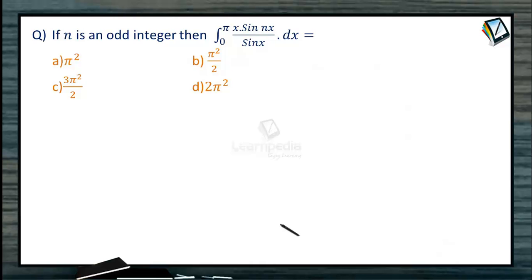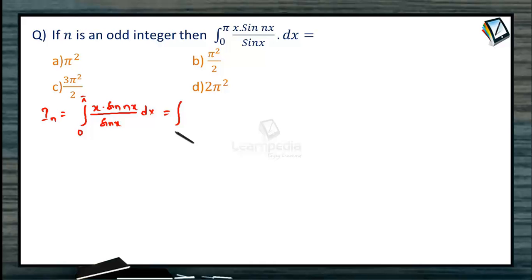If n is an odd integer, then evaluate the integral from 0 to pi of x sine nx by sine x. Now this is also a very important application of definite integration. The procedure we follow, understand that very carefully. Let's treat I_n to be the integral which we need to evaluate, that is integral 0 to pi x times sine nx by sine x dx.